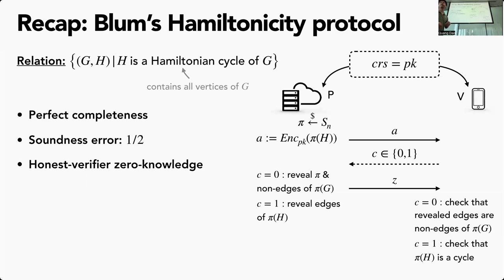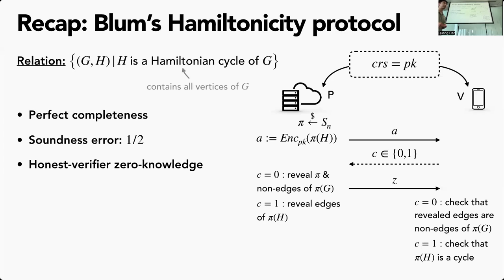So if G does not have a Hamiltonian cycle, then the verifier will reject with probability 1/2. This is because if G does not have a Hamiltonian cycle, then for one of these challenges the prover will fail to answer. If somehow it can answer both, then the prover knows that G has a Hamiltonian cycle, because you just combine the responses from the two challenges and match them together, and there you have the Hamiltonian cycle.